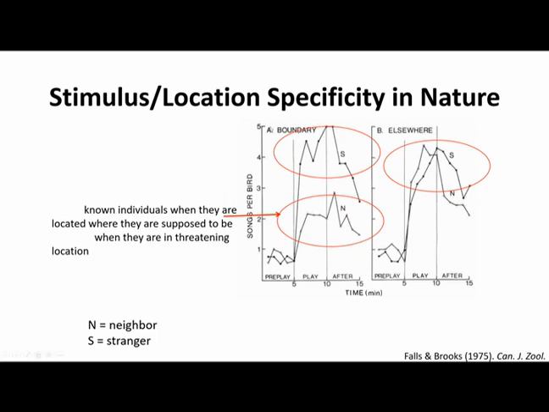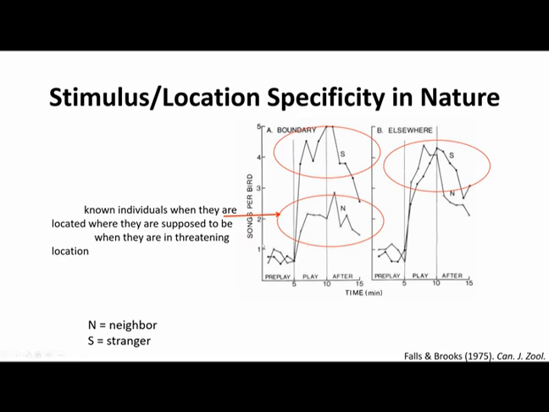So now we can look at our boundary. This is at the edge of your territory. This one is labeled as elsewhere, and what it means is not at the boundary, but inside their territory. Okay, so that's getting us oriented to these graphs.